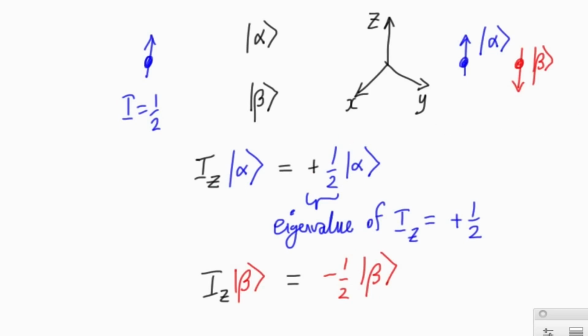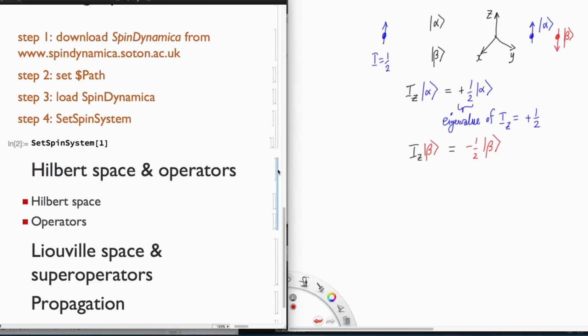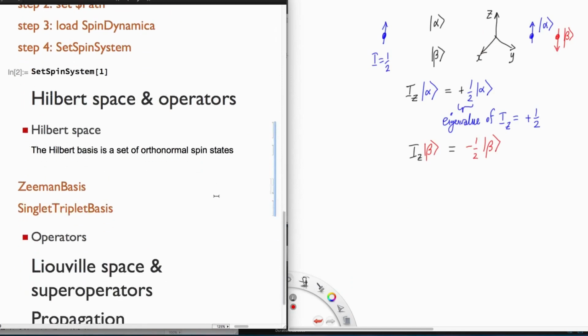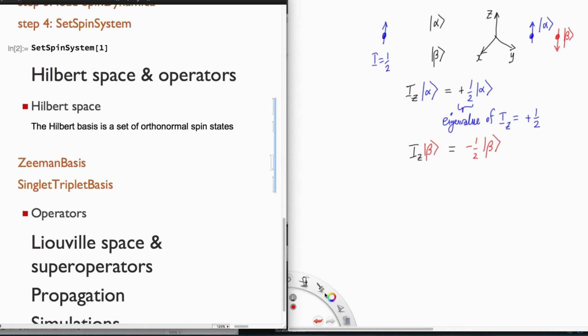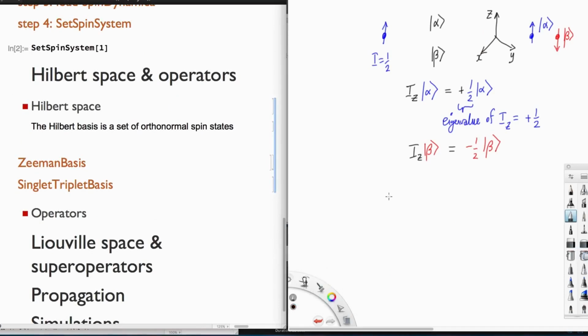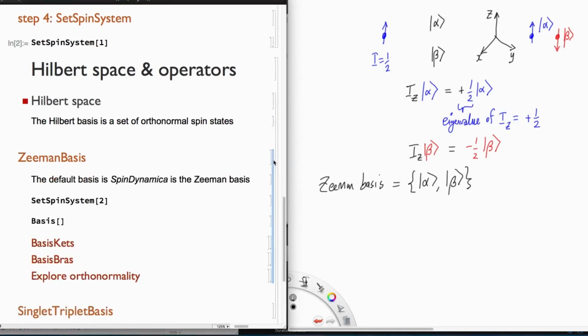So let's just see how SpinDynamica handles that. The world of a spin 1/2 can be described using a basis. And in this case, this world described using these two states, alpha and beta, is called the Zeeman basis. And objects such as operators are written as matrices in that basis. Now, SpinDynamica by itself defaults without intervention to the Zeeman basis.